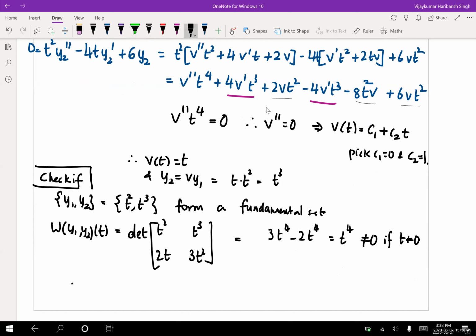Therefore, y1, y2 is a fundamental set of solutions.